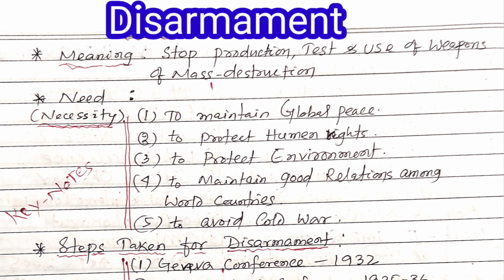It's a policy to stop the production, test and use of weapons of mass destruction, or you can write it like this: disarmament means elimination, reduction and control of armaments for the purpose of ending the armament race or arms race. Why is this required? It is important for the following reasons.